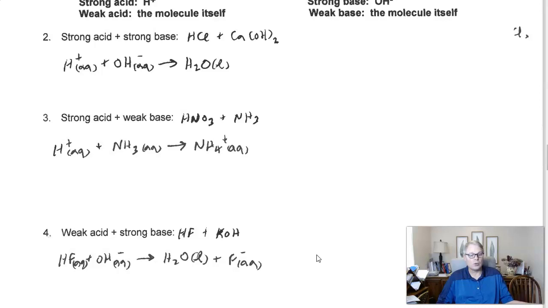Now, technically, there's a 4th one, and that would be weak acid and weak base. Yeah, it exists, but you don't have to memorize that. Why do you not have to memorize that? Well, a couple of reasons. Number one, there really kind of is no pattern. The reacting species for a weak acid is the molecule itself. The reacting species for a weak base is the molecule itself as well. And so, not much of a pattern there. Just kind of work that out, I guess, as it goes.